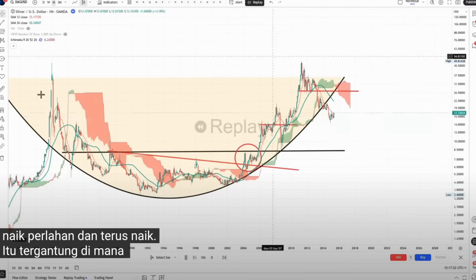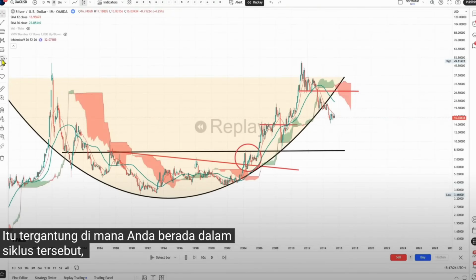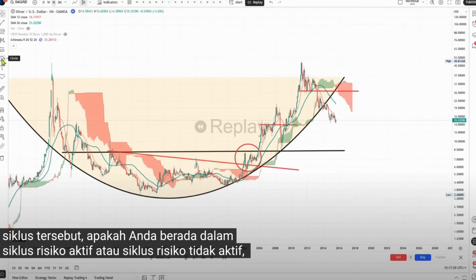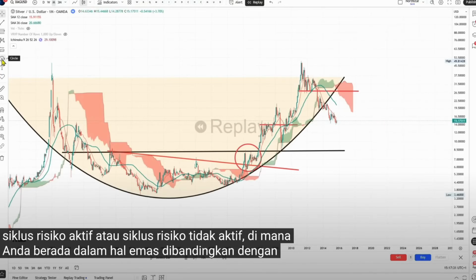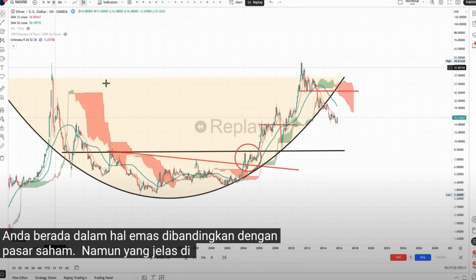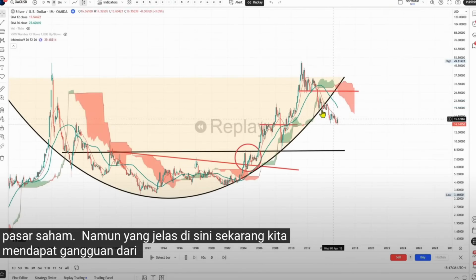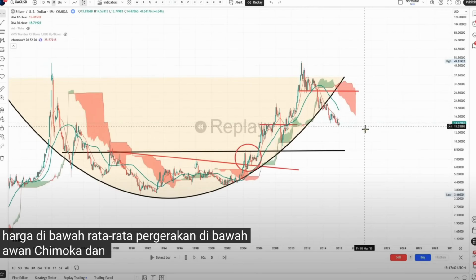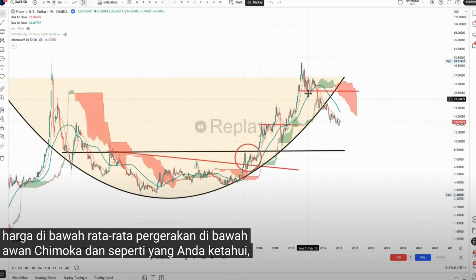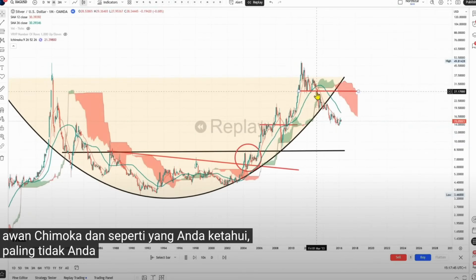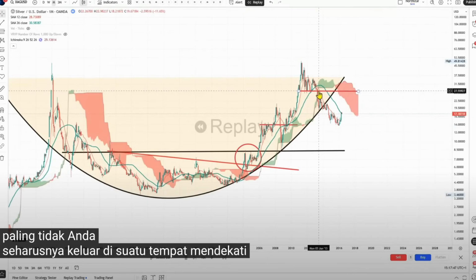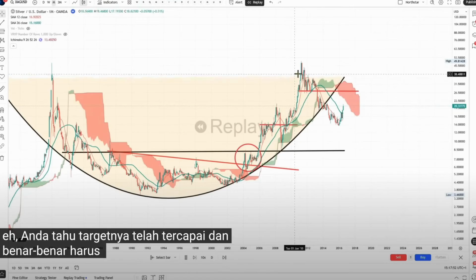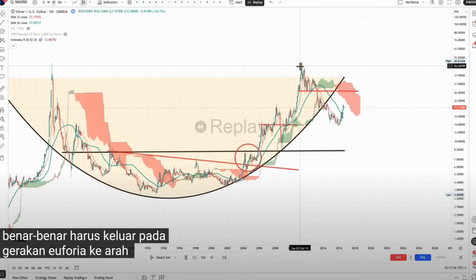Sometimes the price just accelerates up and keeps on going. It depends where you are in the cycle, whether you're in a risk-on cycle or a risk-off cycle, where you are in terms of gold versus the stock market. But clearly here now we've got a breakdown from the edge of the arc, prices below the moving averages, below the Ichimoku cloud. And at the very least, you should have exited somewhere up near $27. The target was reached and you really should be exiting on this euphoric move to the upside here.